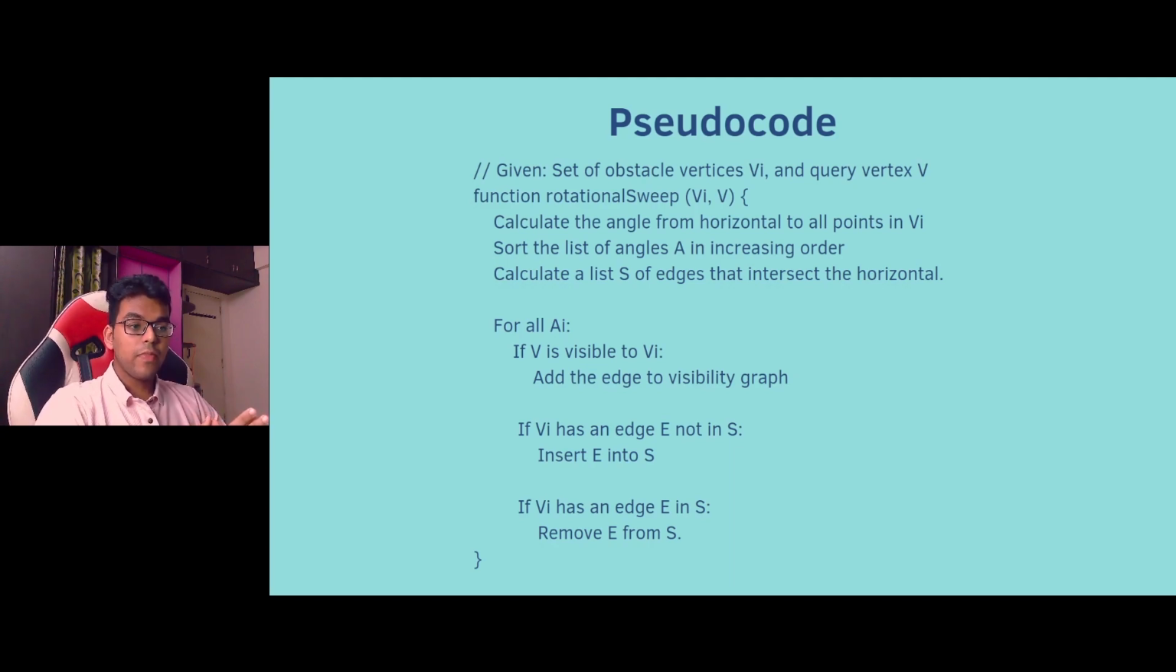In the fourth step, we iterate through the sorted angles list using a for loop, and there are three condition checks. If the query vertex is visible to Vi, we add that particular edge to the visibility graph. If Vi has an edge E which is not present in S, then we insert that particular edge E into S, where S is the list of edges that intersect the horizontal. Now if Vi has an edge E in S, we remove that particular edge E from S.